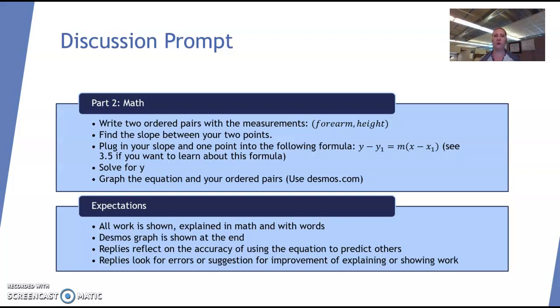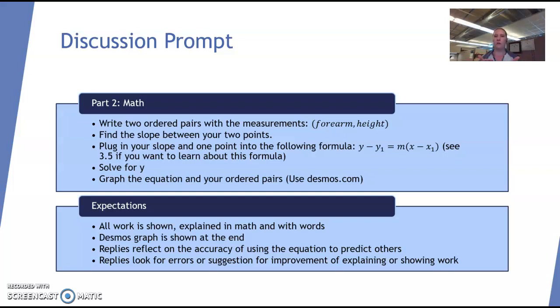Once you find the slope, then you are plugging in your slope and 1 point into this formula. So you're given the formula, you're plugging in your number for m, and then your x1 and your y1. So that's mentioned in 3.5. You don't have to read 3.5 to figure out this part because you have everything you need to understand it.